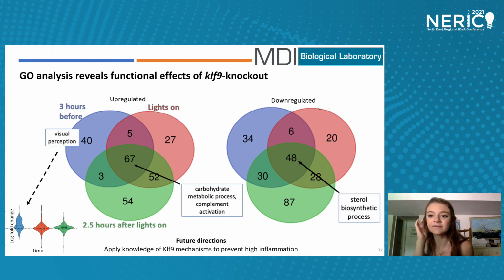We also identify groups such as visual perception genes that have a time and day-dependent response to KLF9 loss, and in this case, that's uniquely upregulated by the loss of KLF9 at 3 hours before lights on. So hopefully all this analysis can give us a greater understanding of the mechanisms of KLF9 so we can become proactive in preventing disease. Thanks.